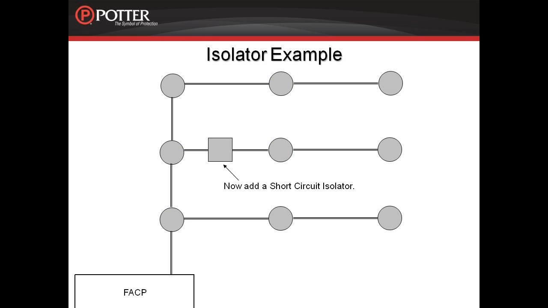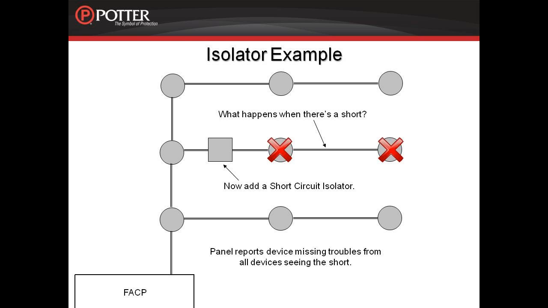When an isolator is installed on the circuit, say here, as indicated, it will isolate the section of the circuit where a short occurs, allowing the remainder of the loop to continue to function as normal. This helps keep the integrity of the system as well as makes the area of issue much smaller when trying to find the short.